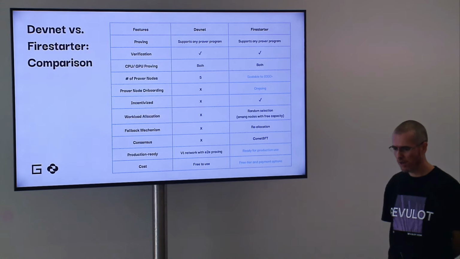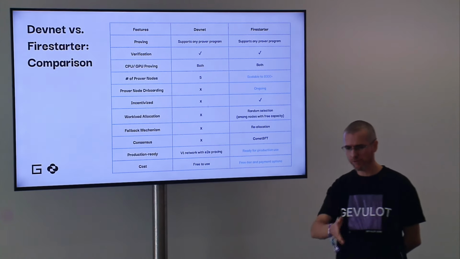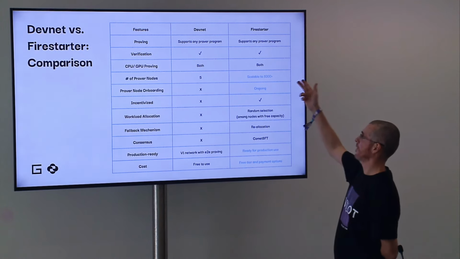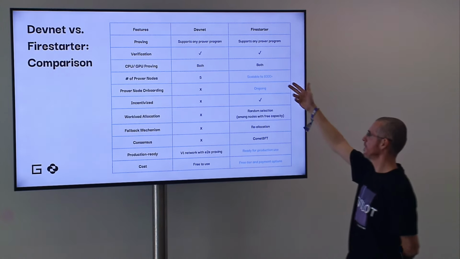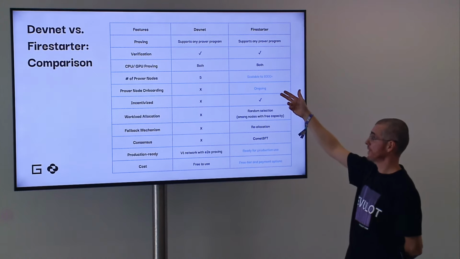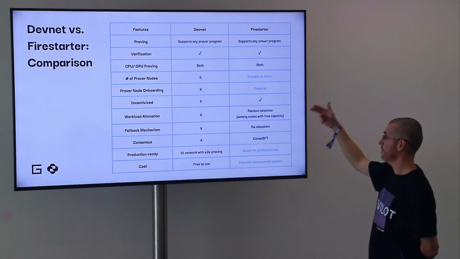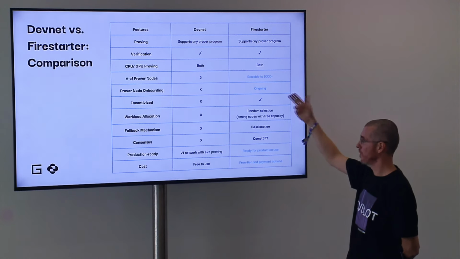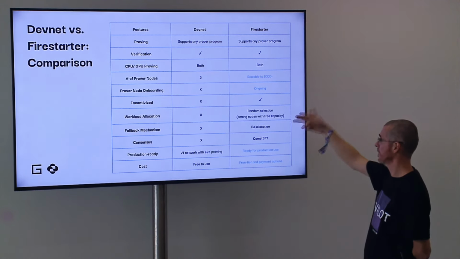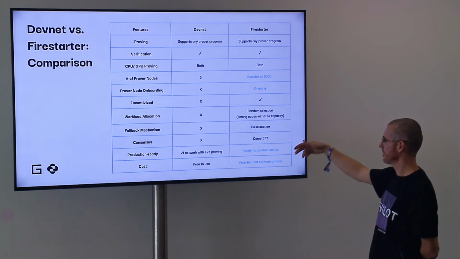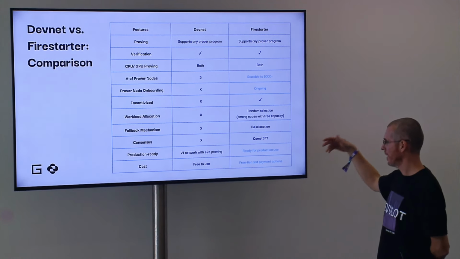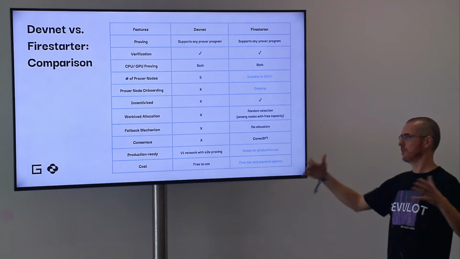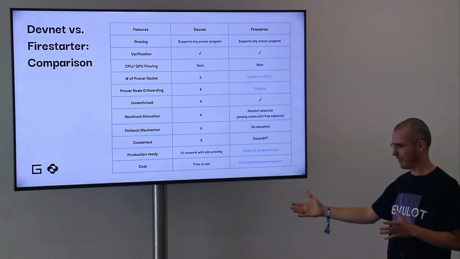Yes. A quick comparison between the DevNet and Firestarter. The main difference is it's scalable. We are already onboarding prover nodes. It's got random selection. It's incentivized. If you want to run prover nodes on Gevulot, it's an incentivized network. We've got fallback mechanisms, the consensus in place. It's ready for production use cases, even to serve the largest workloads currently out there.